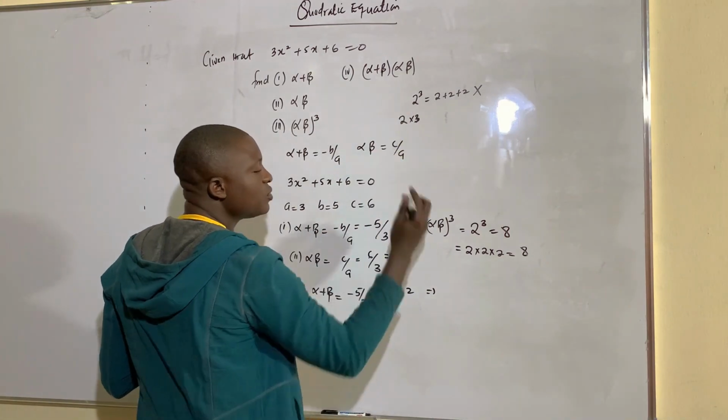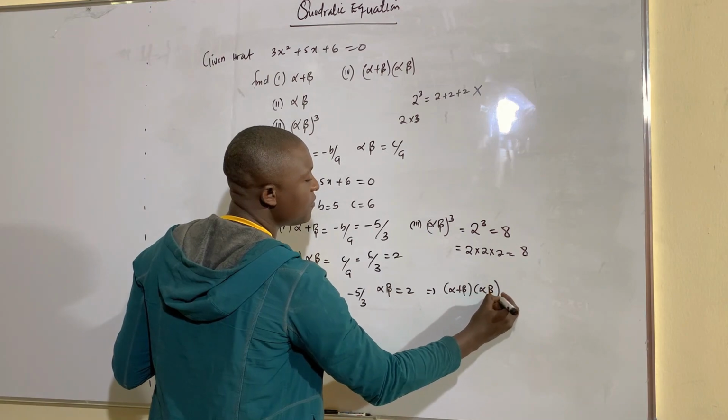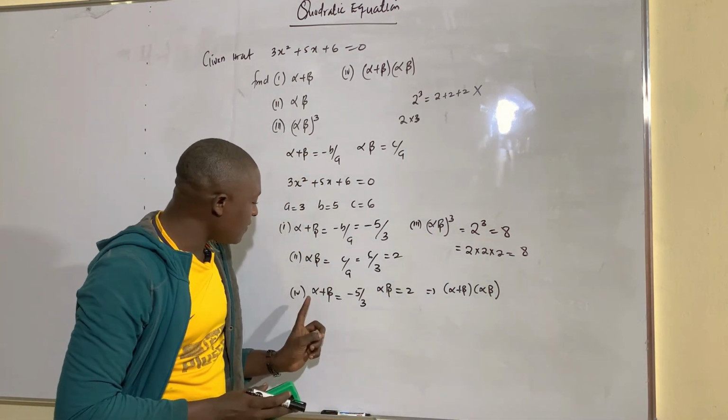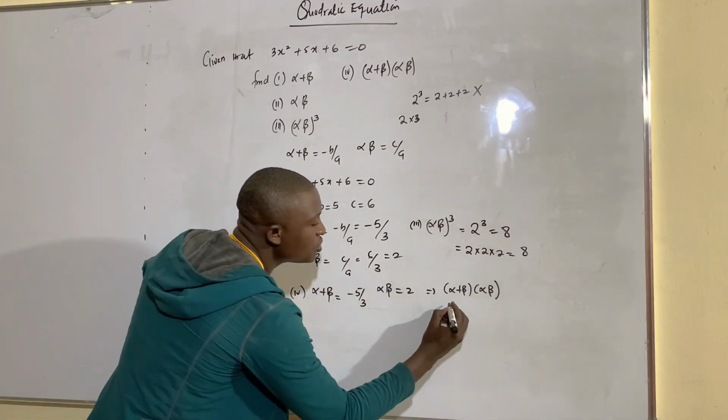Now, the question says to find alpha plus beta and alpha beta. Straightforward. You just go back to alpha plus beta. Alpha plus beta is minus 5 over 3. Just substitute.